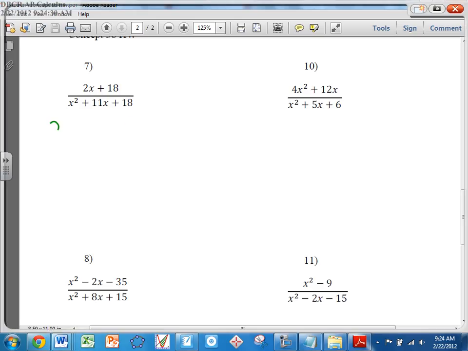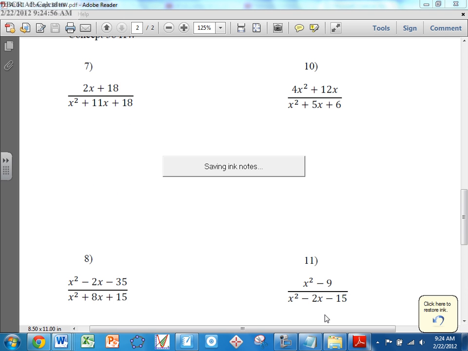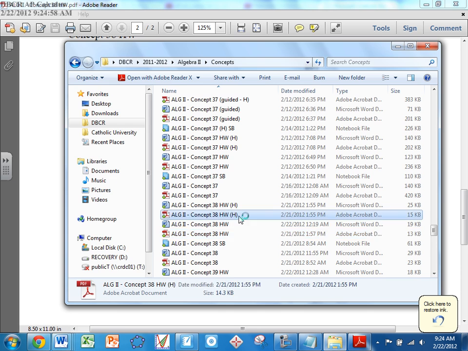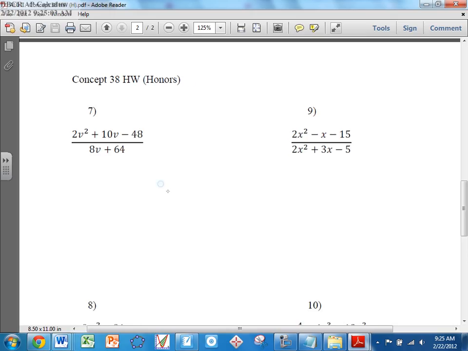Yeah, go ahead. Numerator, 2x plus 9. Denominator, x plus 9, x plus 2. Why does yours cancel? Hey, our number 7 is different. You have a different problem? Really? They're separate, they're different homeworks. Is that your number 7? Yeah. Is that better? Okay, now I see why the question.